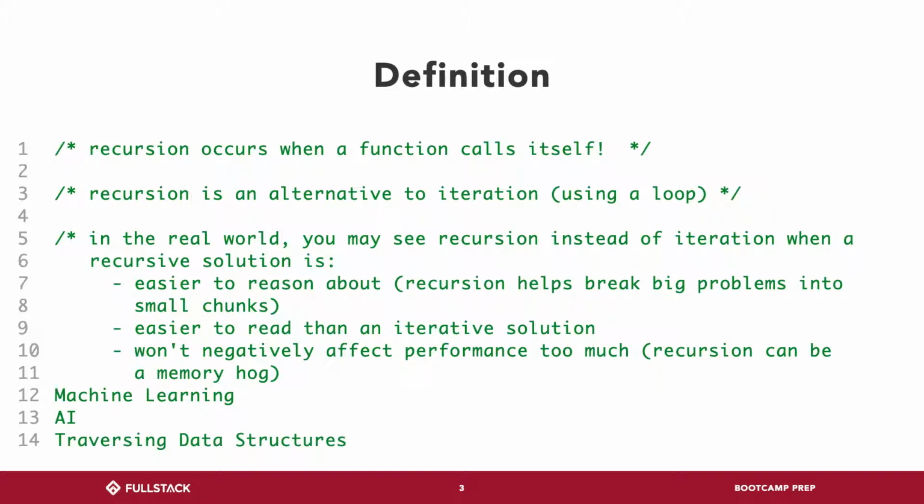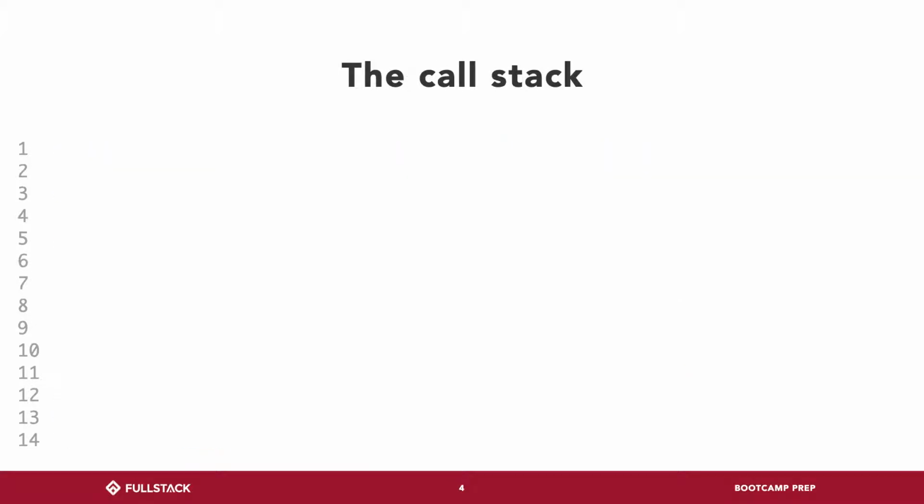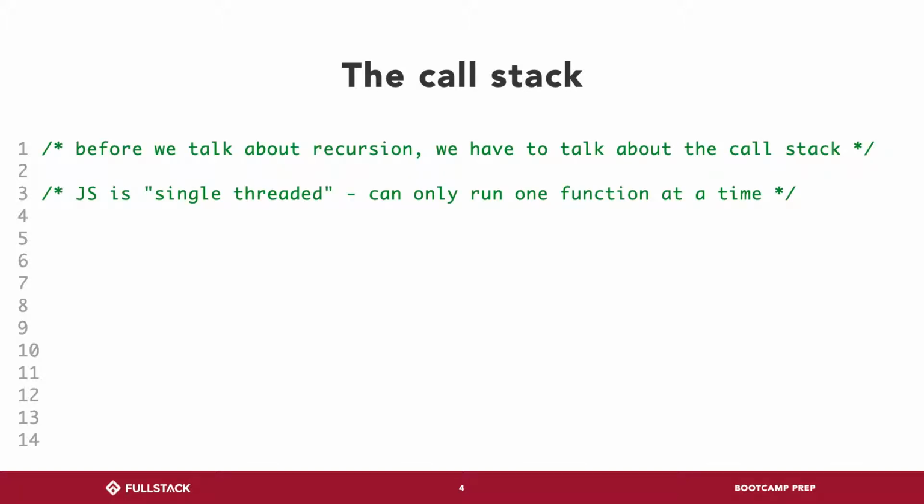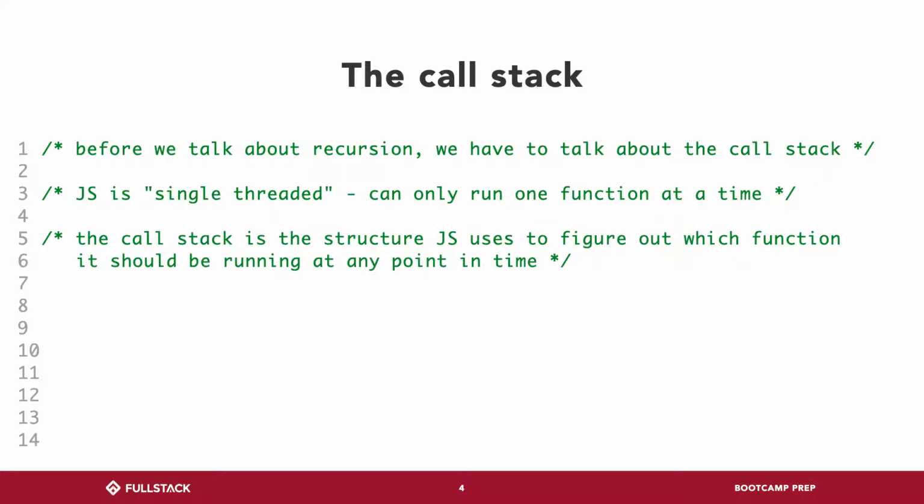Machine learning, AI, and traversing data structures are just common examples of when recursion is used in the real world. Don't ask me when it's used for machine learning and AI because I've never worked with machine learning or AI, so I can't answer your questions. Sorry, so recursion is more memory intensive than iteration? Yeah. It has to keep track of all the state.